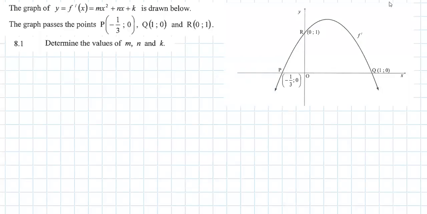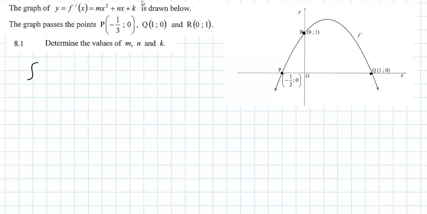This is question 8 of the CAPS DBE November 2022 paper 1. The graph of f dash of x is drawn here. The graph passes through points P, Q and R, which are all given. Determine the values of M, N, and K.